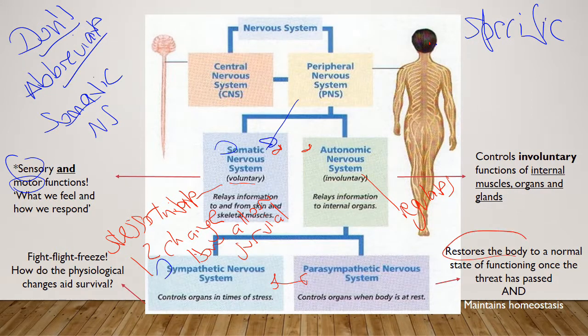It restores the body to normal functioning once the threat has passed. So once you have been in that fist fight, or once you've gotten away from that target that was chasing you, your parasympathetic nervous system is going to regain control. It also maintains homeostasis, which is just your normal state of functioning, okay? When you are sitting in your study chair on a day-to-day basis or in the classroom, your body should be in homeostasis, okay? So our parasympathetic nervous system is dominant most of the time.